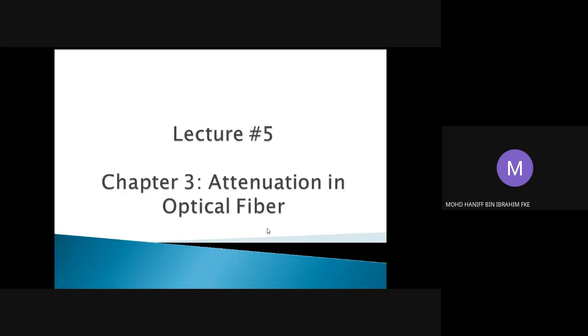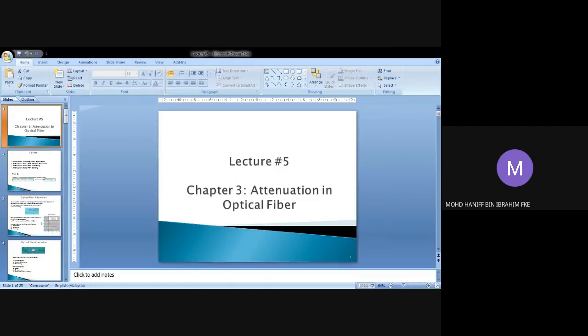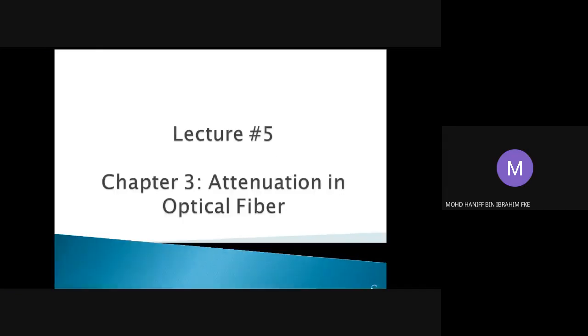Okay. So this is a continuation from what we have learned in the previous chapter 2. In chapter 2 we learned about light propagation in optical fiber. So the theories that we learned in chapter 2 will be very useful in understanding chapter 3, because those chapters are interrelated.